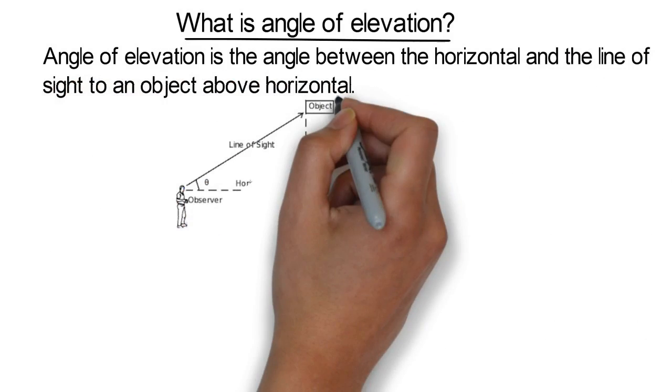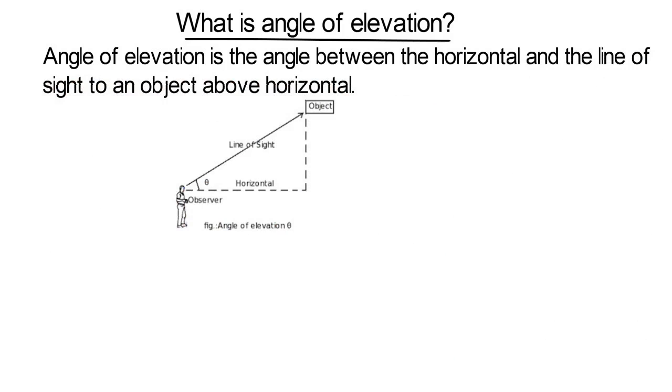What do I mean by this? Let's take a look at the diagram below. Can you see? Here I have a man looking up at an object. Can you see the line of sight and can you see the horizontal line? And that is the observer. The observer is the person looking.